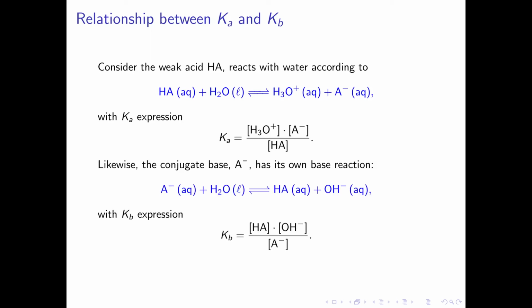Likewise, the conjugate base, A- has its own base reaction. This is A- reacting with water, forming an equilibrium HA plus the hydroxide ion. The Kb expression for A- is now Kb is equal to the concentration of HA times the hydroxide ion concentration divided by the concentration of A-.